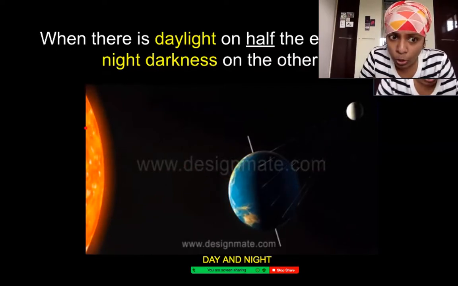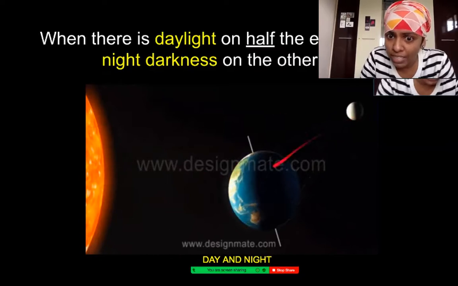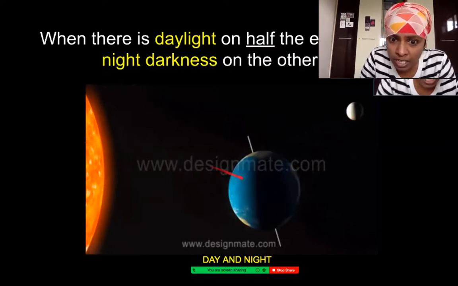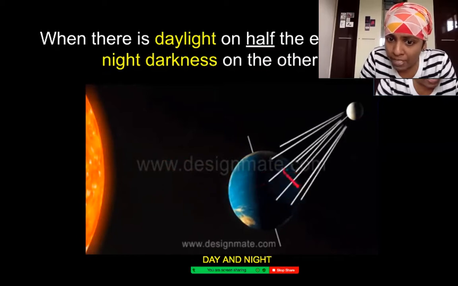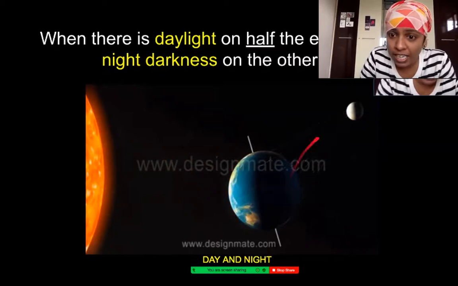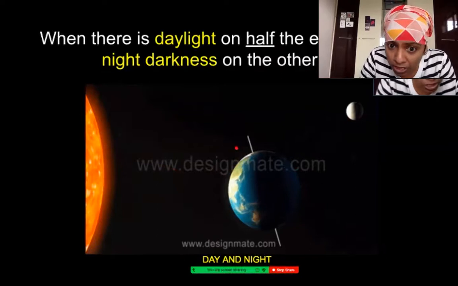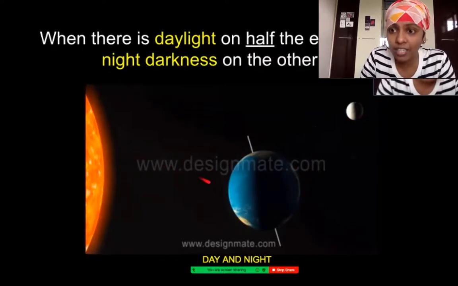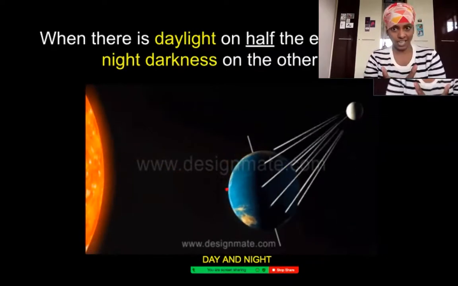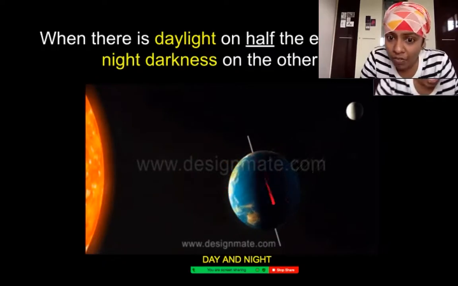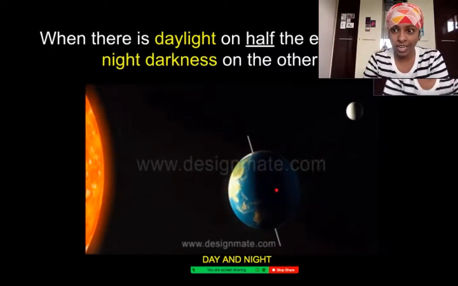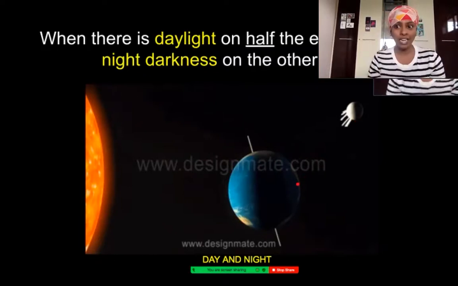Yahan pe dekho, yahan sun hai, this is the moon and this is earth. And if you can see, the sun is only coming here. Peeche wala part mein, sun nahi aa raha hai, kya aa raha hai? Moon aa raha hai. So this half of the earth jahan pe sun aata hai, that will have daytime, okay, whereas this half of the earth jahan pe there is no sunlight will have what? Moon, and it will be night time.